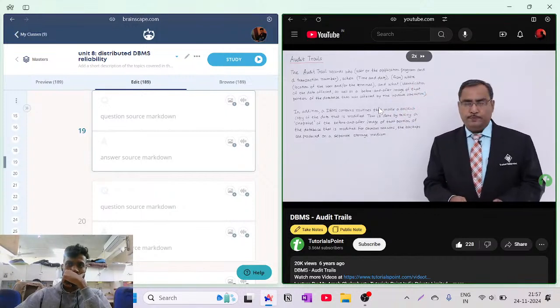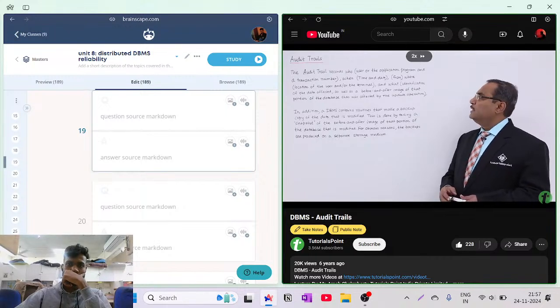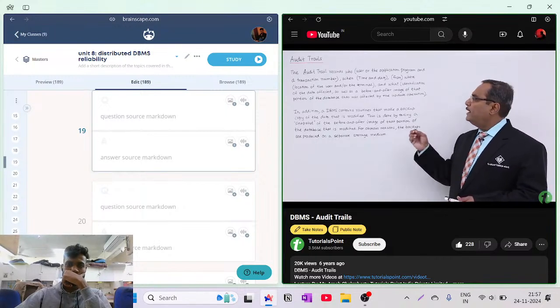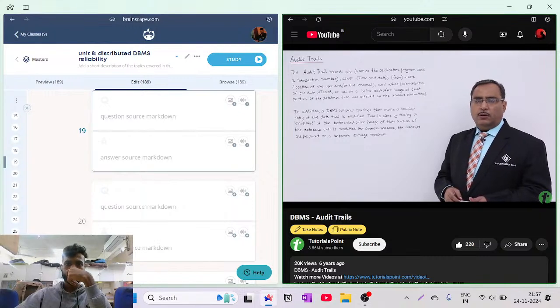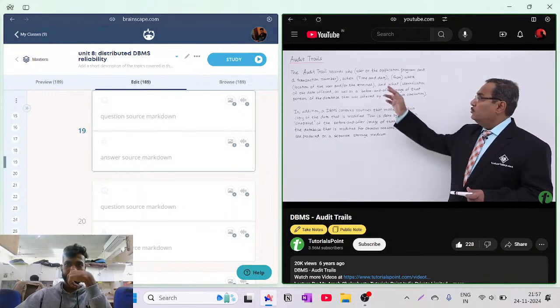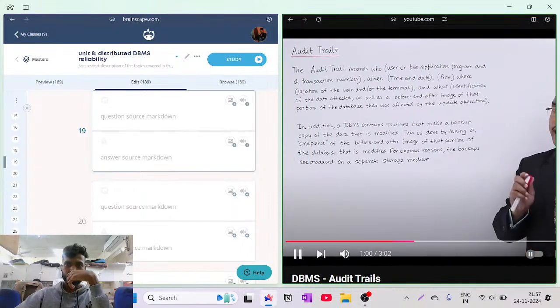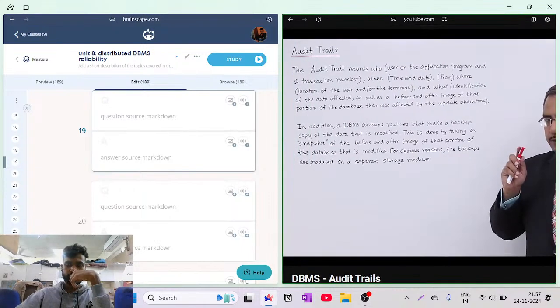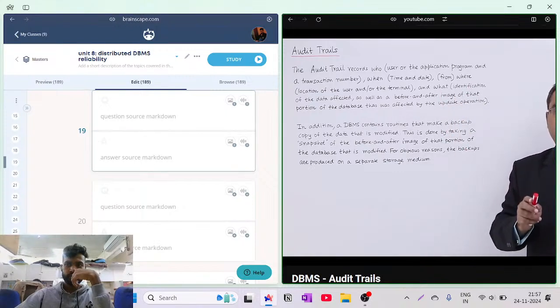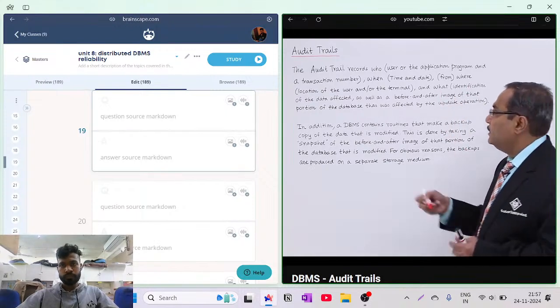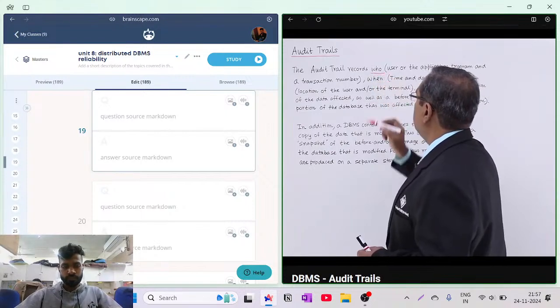So here is the respective note. The audit trail records who. Who means the user identification number, or the application program who has initiated, or the transaction ID. So user or application program and transaction number. So this particular data will give you the answer, that is who. So audit trail will keep this particular information who.